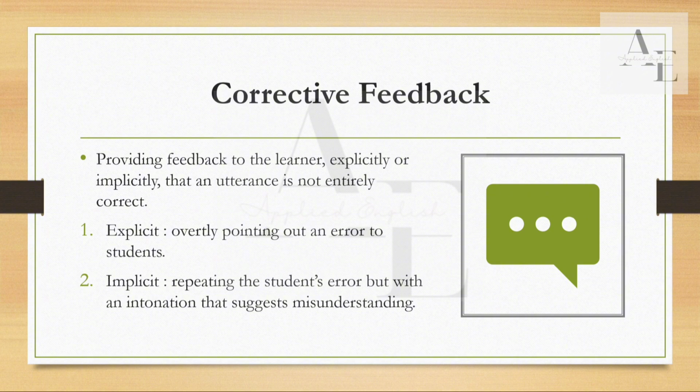So we have two forms of feedback, explicit and implicit. Explicit is overt or clear, like pointing out an error to students. But implicit means repeating the student's error but with an intonation that suggests misunderstanding. So you repeat the same sentence or the same error that the student made, but with intonation that suggests there's a misunderstanding or that you said something incorrect.